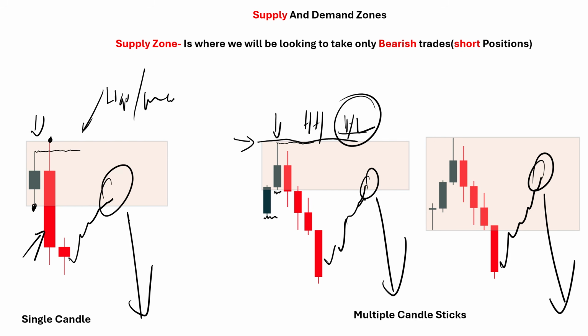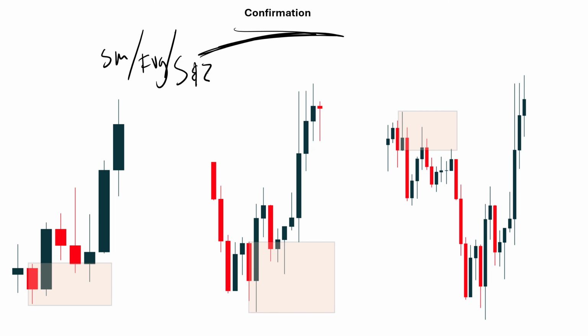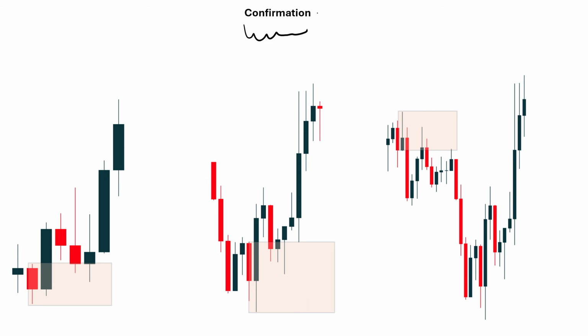Very simple. It's not going to be difficult to understand, but for now I would say this is pretty much simple to understand if you understand this concept clearly. But let's move on to more practical examples. This is your confirmation. Because right now, you know, a shift in market structure, fair value gap, supply and demand zones, liquidity. That's all you need to build a trading strategy. But right now, we have to make a confirmation strategy.